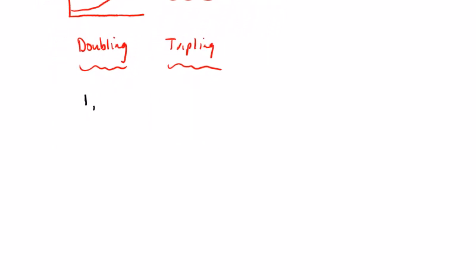If we start at the number 1 and we double, we get to the number 2, then we get to the number 4, then we get to the number 8, and then we get to the number 16. So this is my doubling pattern. And this is the pattern 2 to the power of n.